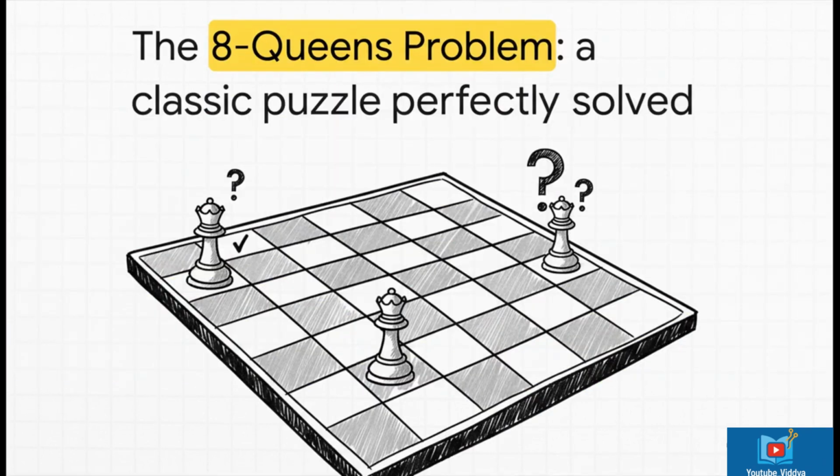Okay, so a perfect example to see this in action is the classic 8 queens problem. The idea sounds simple, right? Just place 8 chess queens on a chessboard so that none of them can attack each other. But actually doing it, well, that's a whole other story.